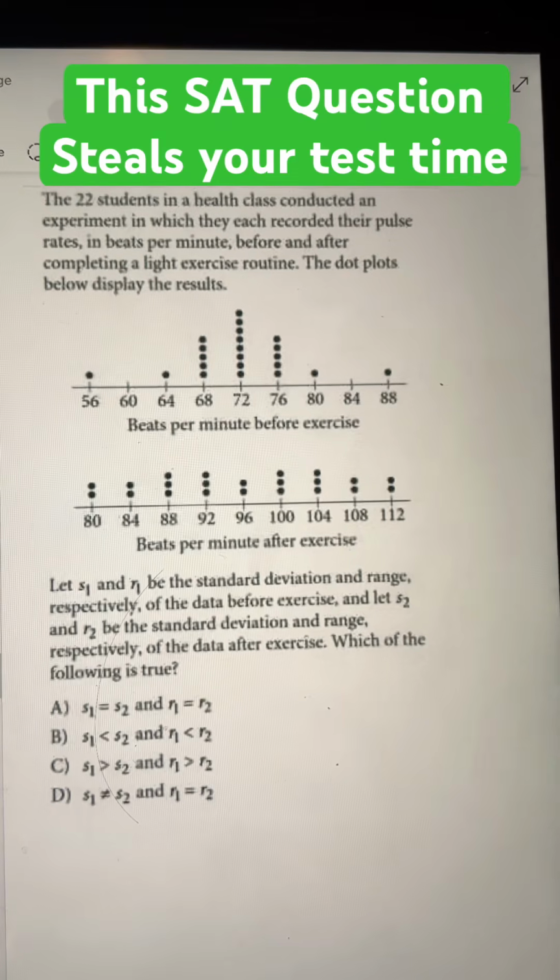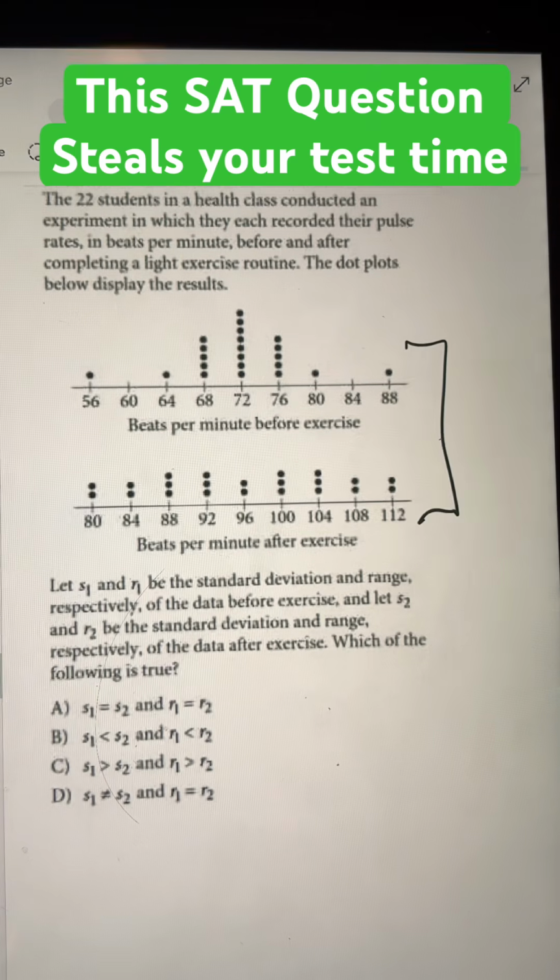This SAT question is meant to kill students' time on the test, but it's actually really easy when you simplify it. Pause the video if you need a second to read the question. The question is basically asking what's the range and what's the standard deviation of these two charts.